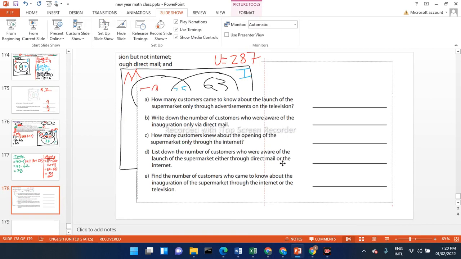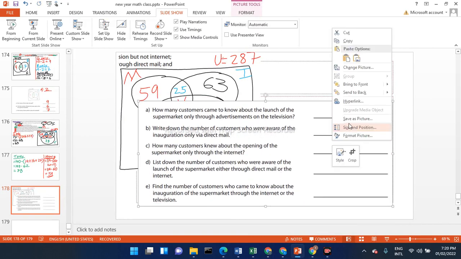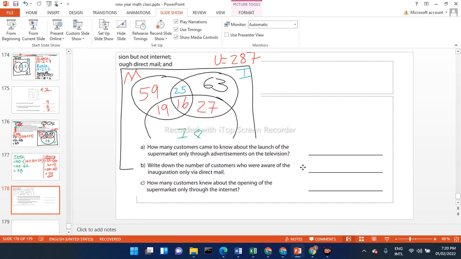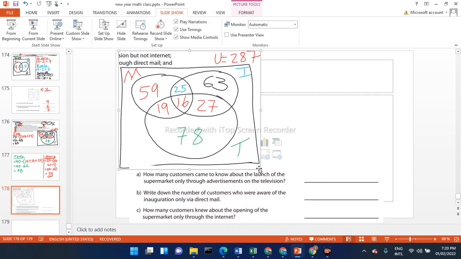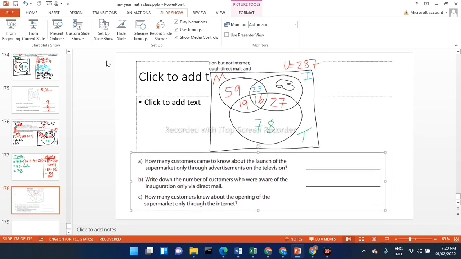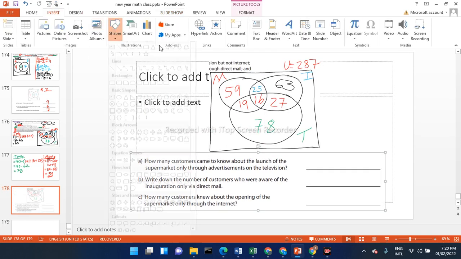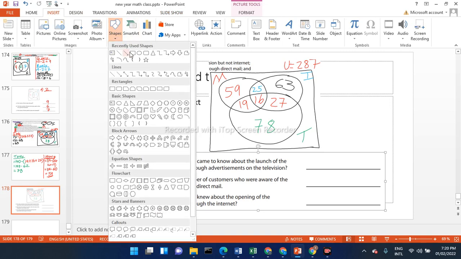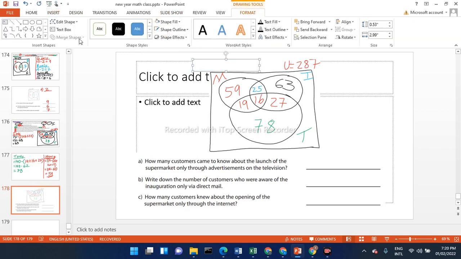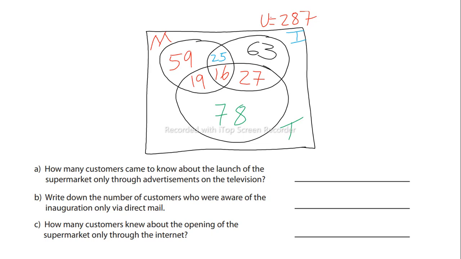We're doing practice, so we have to give it a good hit. These are easy questions, they're not hard. Okay, so let's answer the questions based on this Venn diagram. The first question says, how many customers came to know about the launch of the supermarket only through advertisements on television?